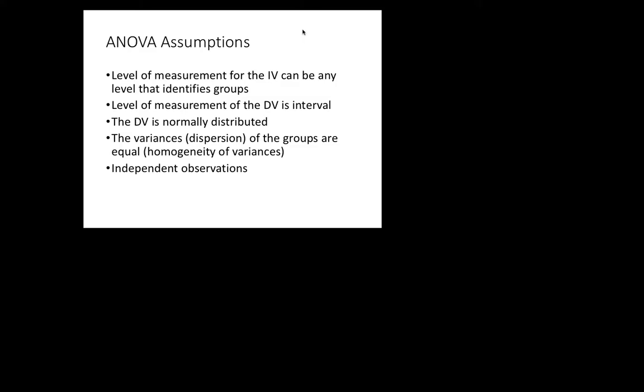So let's look at the assumptions for ANOVA. The first assumption is the level of measurement for the independent variable can be any level that identifies groups. So it can be a nominal variable. You know, experimental condition 1, experimental condition 2, experimental condition 3, control group, that would be nominal. That would work.